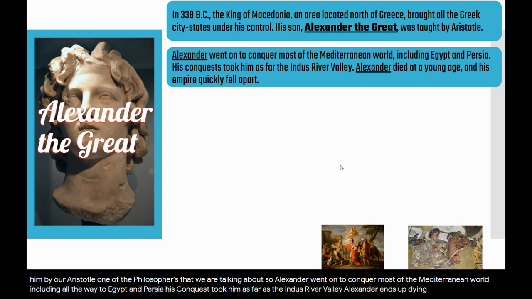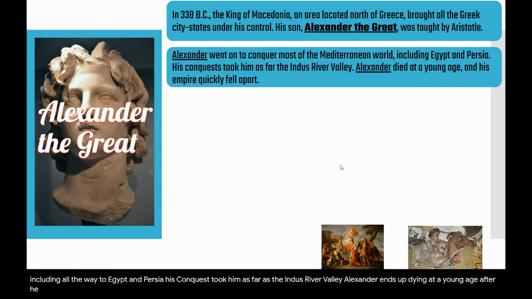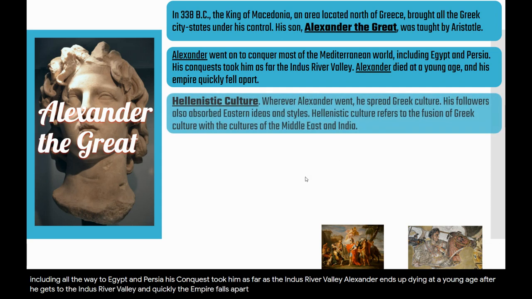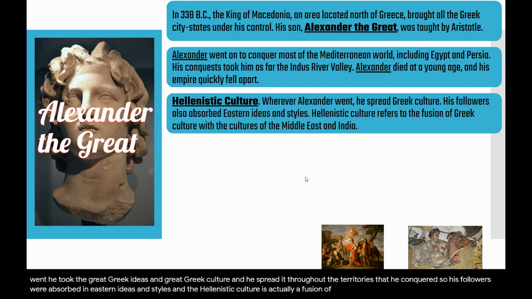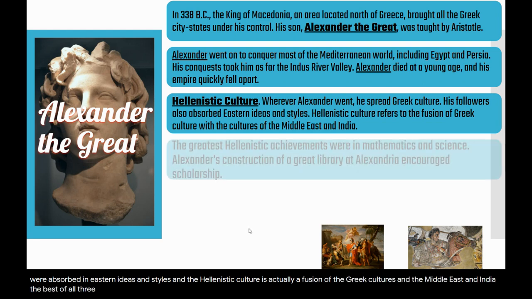Alexander ends up dying at a young age after he gets to the Indus River Valley, and quickly the empire falls apart. But he starts what's called the Hellenistic culture. So wherever Alexander went, he took the great Greek ideas and great Greek culture, and he spread it throughout the territories that he conquered. So his followers were absorbed in Eastern ideas and styles, and the Hellenistic culture is actually a fusion of the Greek cultures and the Middle East and India, the best of all three.